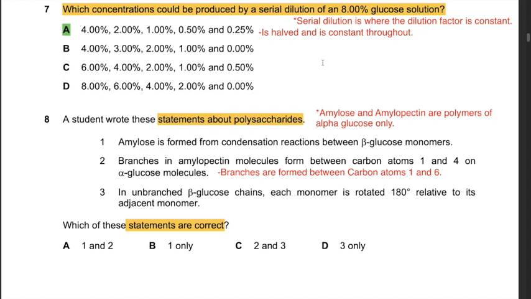Why are the others incorrect? Let's look at B. 4 to 3, 3 to 2, 2 to 1, and 1 to 0. Yes, it is constant. However, the initial is 8. And from 8 to 4, there is a decrease of 4%. But from 4% onwards, there is a decrease of 1%. Therefore, it is not a constant dilution factor. And similarly, C and D also do not have a constant dilution factor if you compare the differences between the following concentrations.